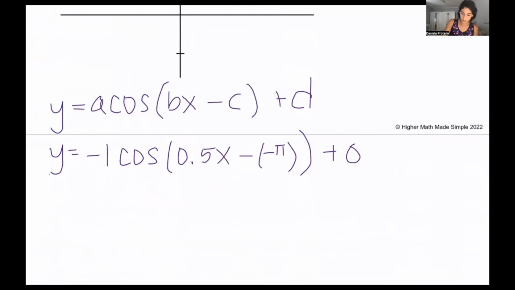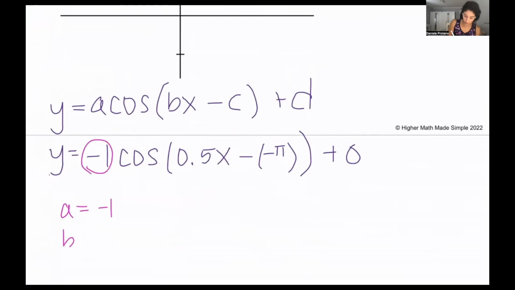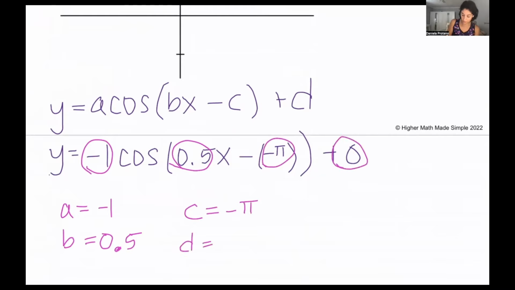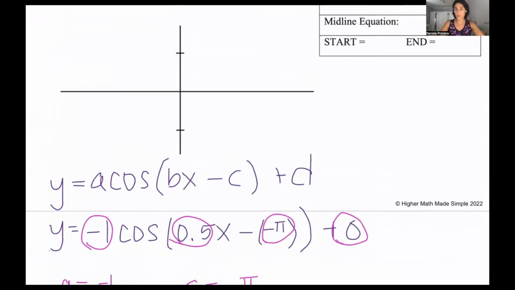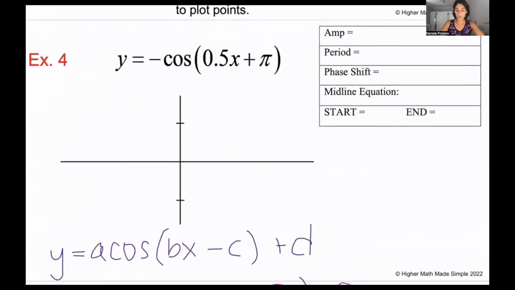All right, so that means that a is negative 1, b is 0.5, c would be negative pi, and d would be 0. So now that we know the a, b, c, d values, we can just pop it into the formulas. So the amplitude is the absolute value of a. So the a value was negative 1, and the absolute value of negative 1 is 1.